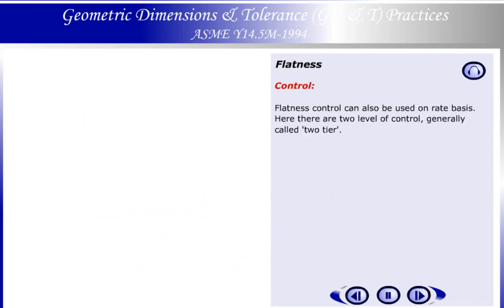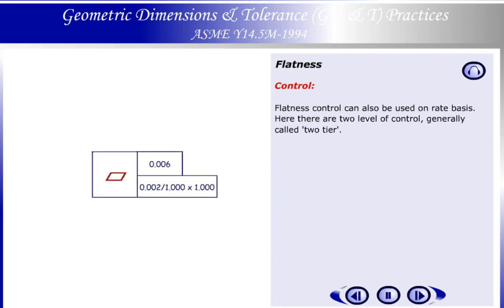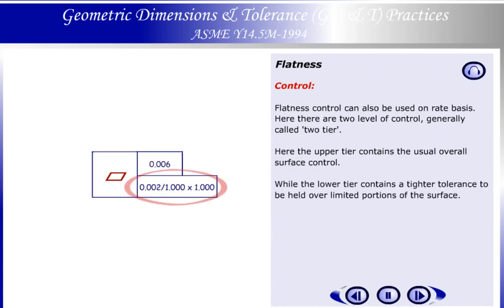Control. Flatness control can also be used on a rate basis. Here, there are two levels of control, generally called two-tier. Here, the upper tier contains the usual overall surface control, while the lower tier contains a tighter tolerance to be held over limited portions of the surface.